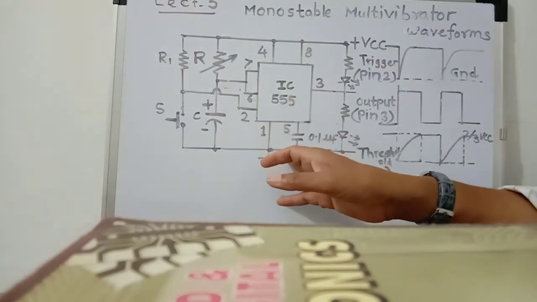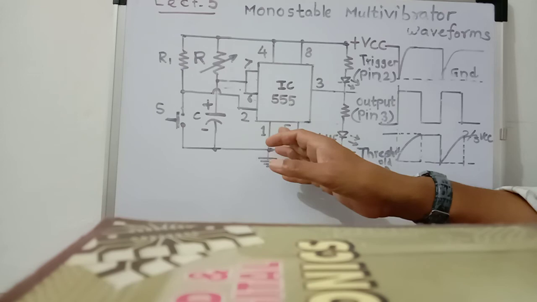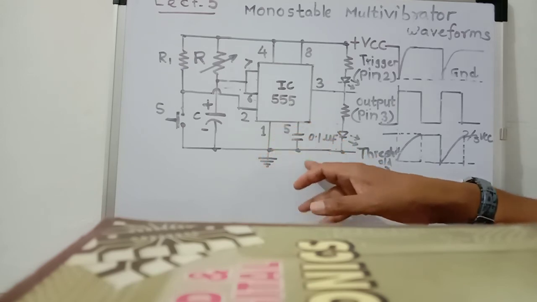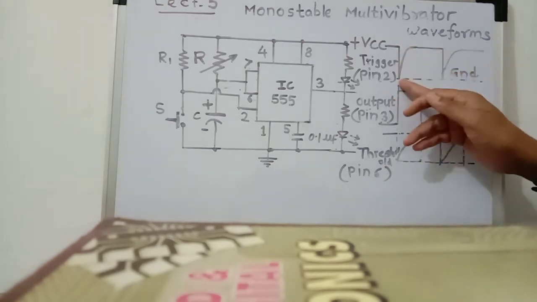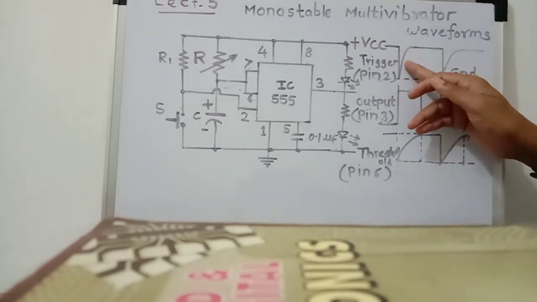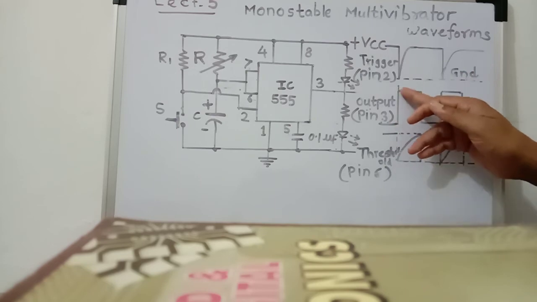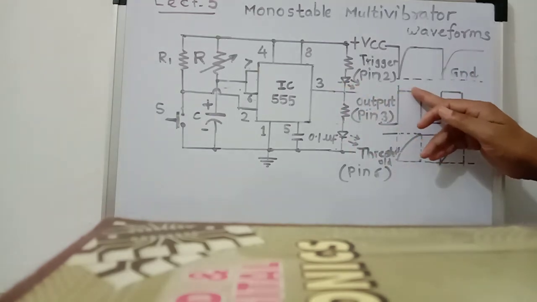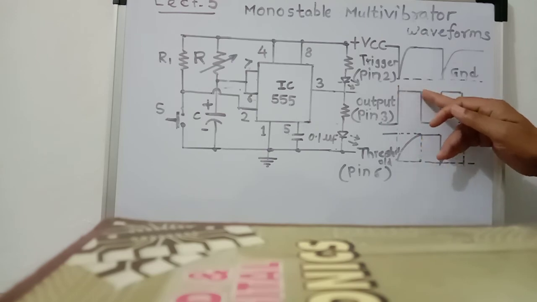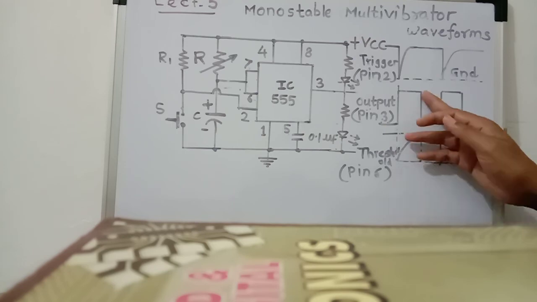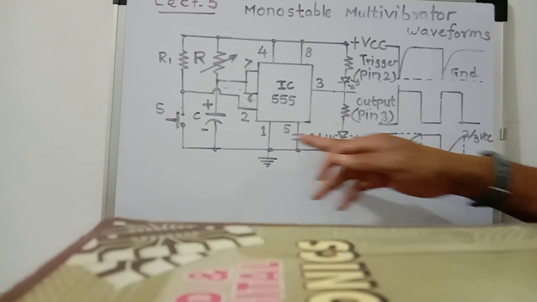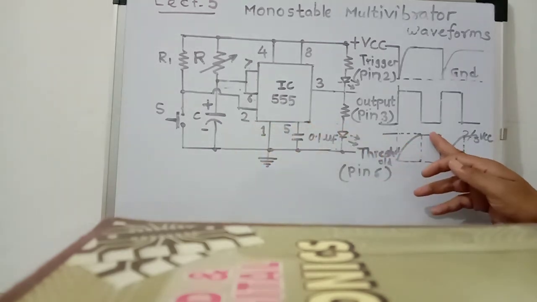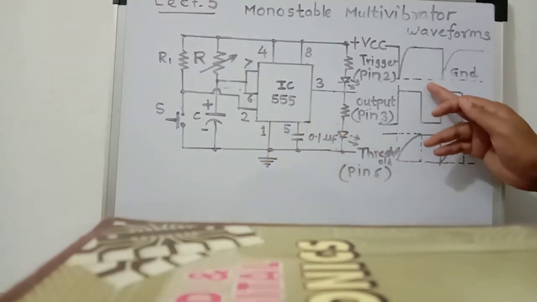This time delay of the circuit is given by the equation T is equal to 1.1 RC. See the waveform. Here, when the trigger pulse is applied to pin number 2, at the same time the output at pin number 3 goes high. And it remains in the high state as long as the voltage across the capacitor is less than 2/3 VCC. When the voltage across the capacitor reaches 2/3 VCC, then the output goes low.